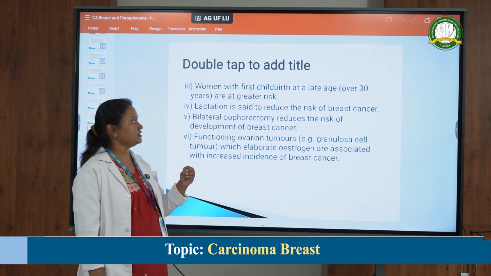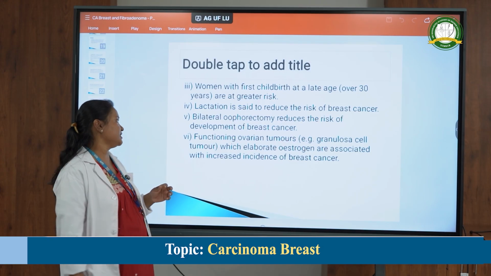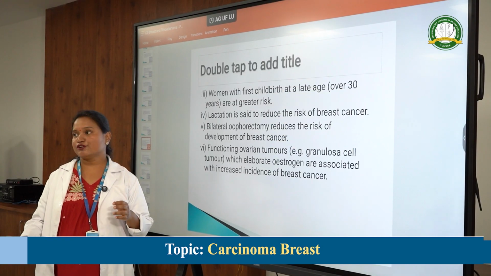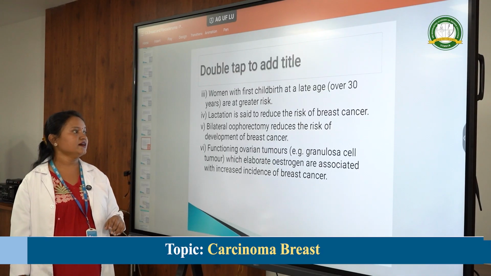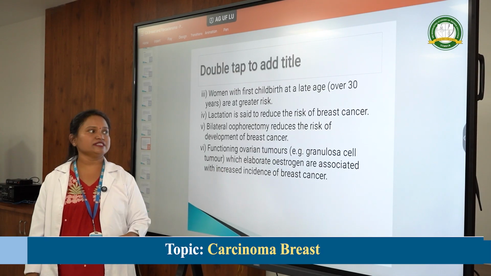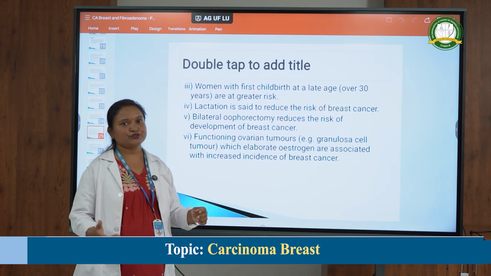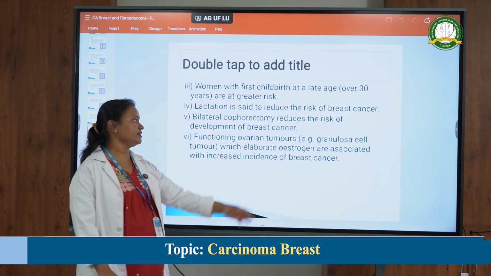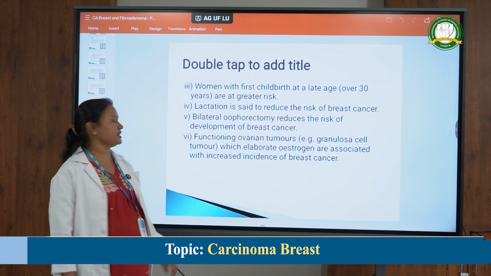Lactation is said to reduce the risk of breast malignancy. Bilateral oophorectomy reduces the risk of development of breast cancer. Functioning ovarian tumors like granulosa cell tumor, which elaborate estrogen and increase the estrogen level, are associated with an increased risk of developing breast cancer.